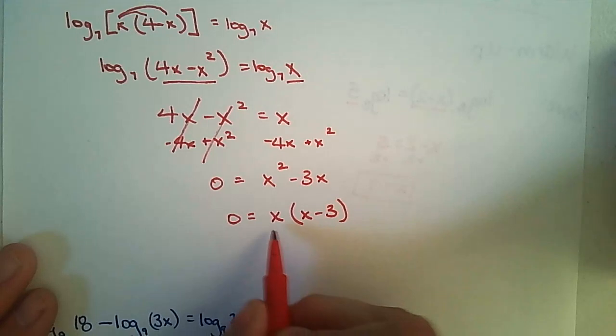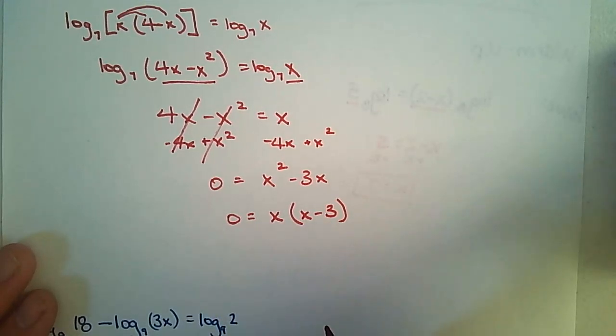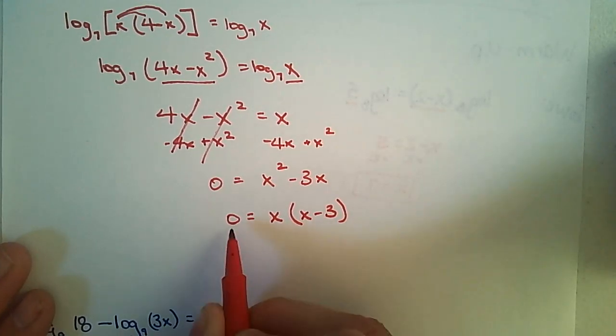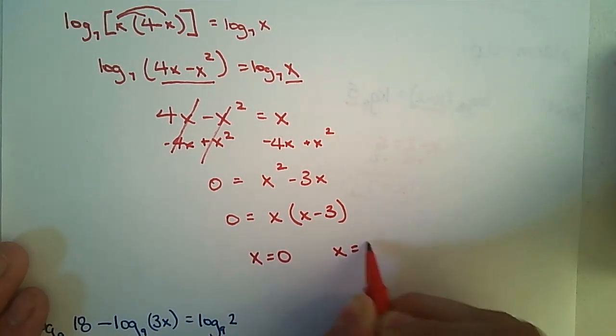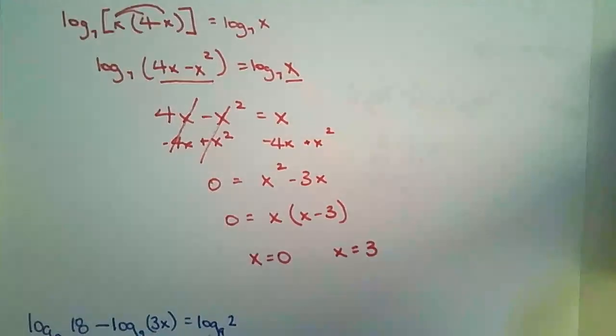And now I can set both of those pieces equal to 0 and solve. So I'm going to have x equals 0 and x equals positive 3.